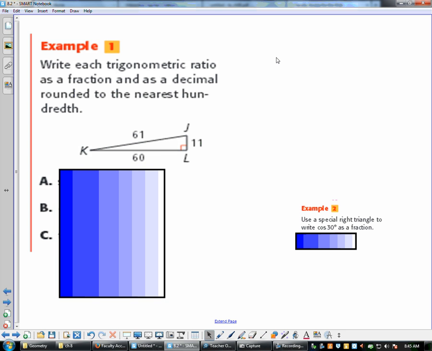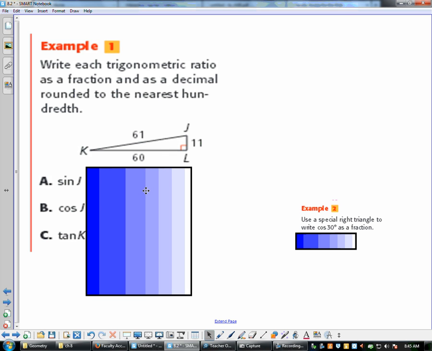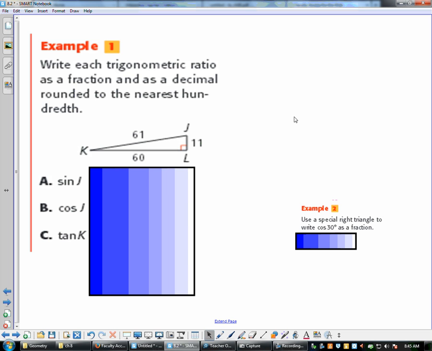Okay, so write each trig ratio as a fraction and as a decimal rounded to the nearest hundredth. So, for example, if I want you to say the sine of angle J, what's our formula for sine? All right, opposite leg over hypotenuse. So in that case, you have to focus on where angle J is. Which side is opposite angle J? The 11, the 61, or the 60?